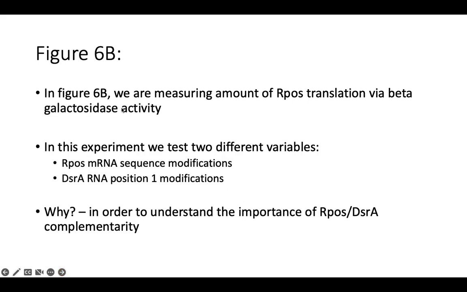So let's go over what we're going to see in Figure 6b, and then we'll get into it. We're measuring the amount of rpoS translation via beta-galactosidase activity. And in this experiment, we're actually testing two variables. We're going to modify the rpoS mRNA sequence, and we're also going to modify position number 1 of our DsrA RNA. The reason we're doing this is to understand the importance of that complementarity between rpoS and DsrA.